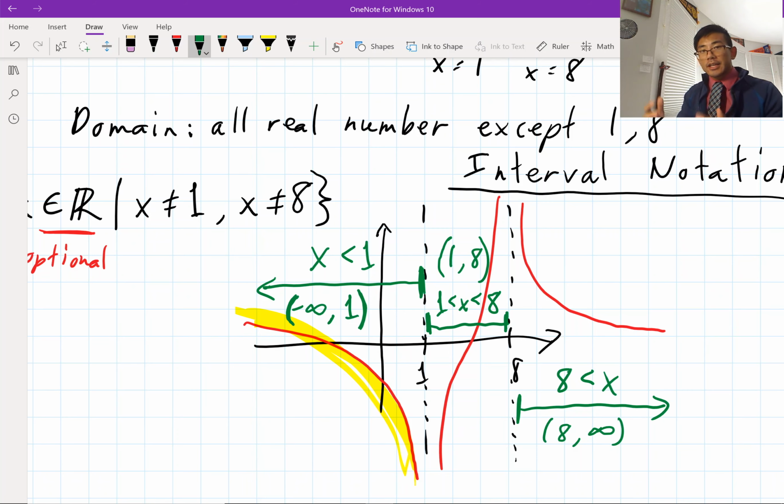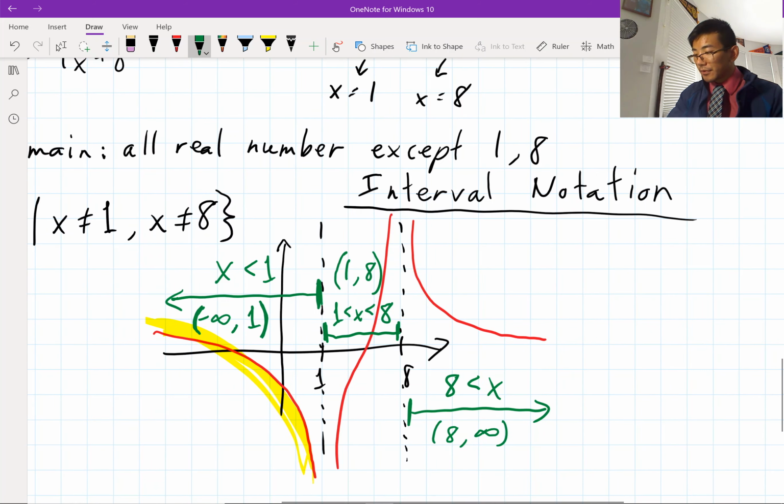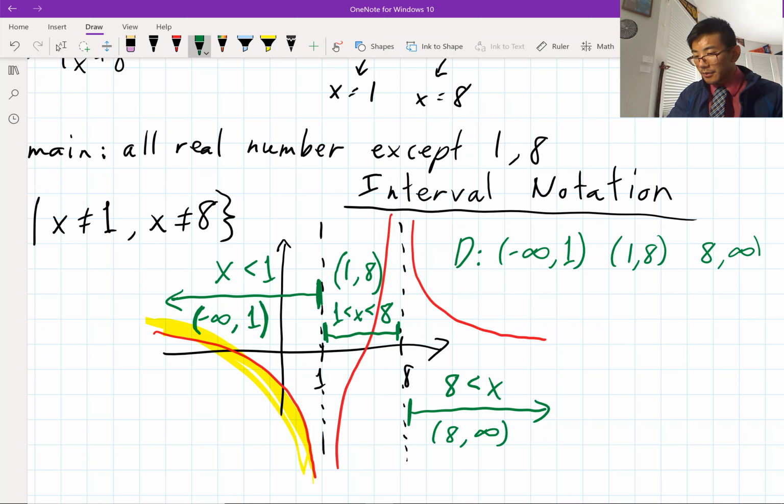Alrighty? So the last part here is just to put them together. My domain consists of these three intervals. Let's see, 1 to 8, and then 8 to infinity. And the way I join them is with this big fancy U, which stands for union. Basically means take these three pieces and join them together. This one's kind of funky because you have to use that union twice because your graph exists in 3 pieces.